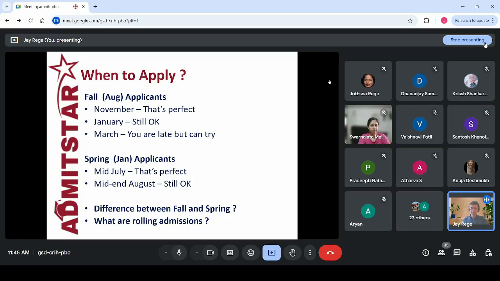Of course, there is a small caveat: some universities, as I said, don't have spring admission. So maybe if you want to go to a university that's your dream college and they don't have spring, then you can't do anything. You will have to apply in fall only.